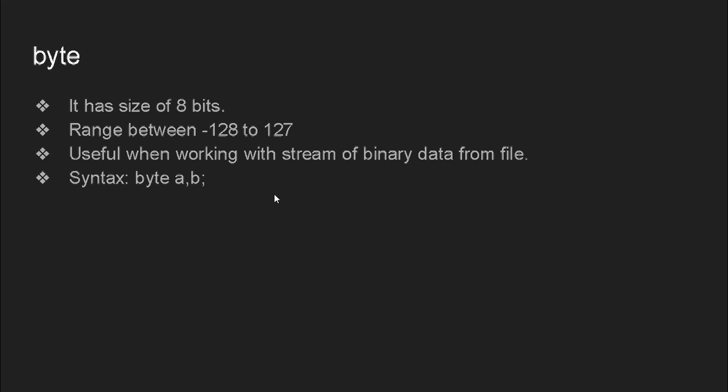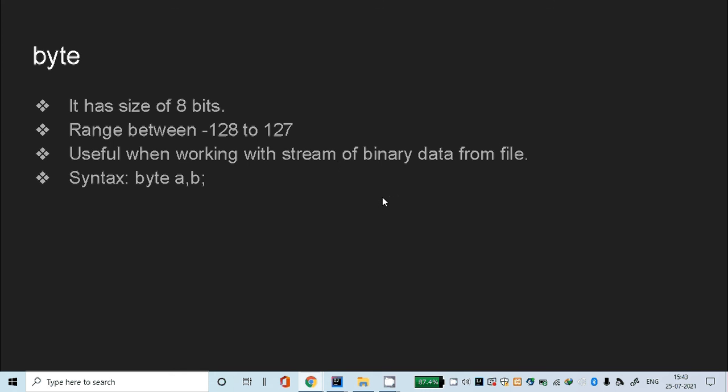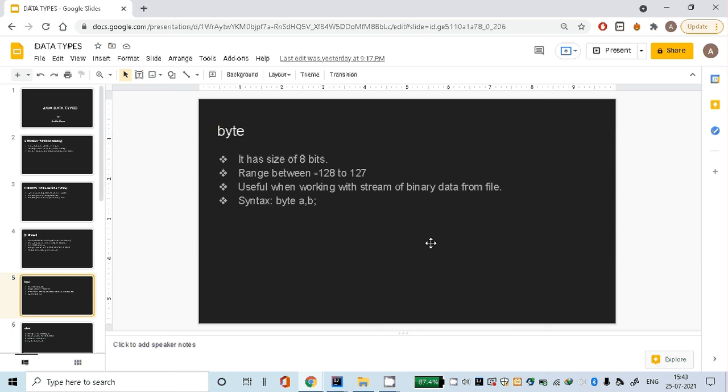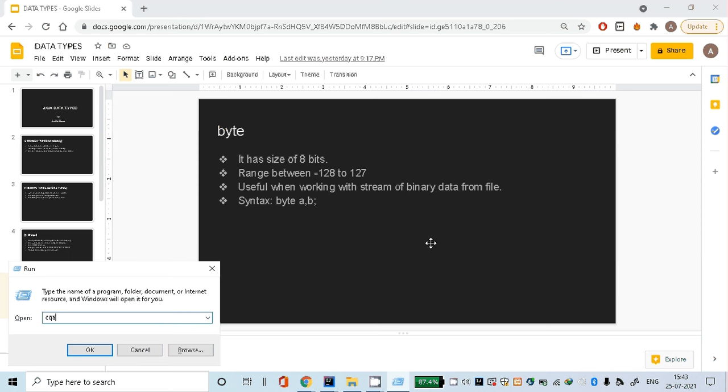Now let us discuss this point more deeply. -128 to +127, what does this exactly mean? We know that byte has a size of 8 bits, so how is this range coming into the picture? Let me explain that concept with the help of the calculator. So let us do that.